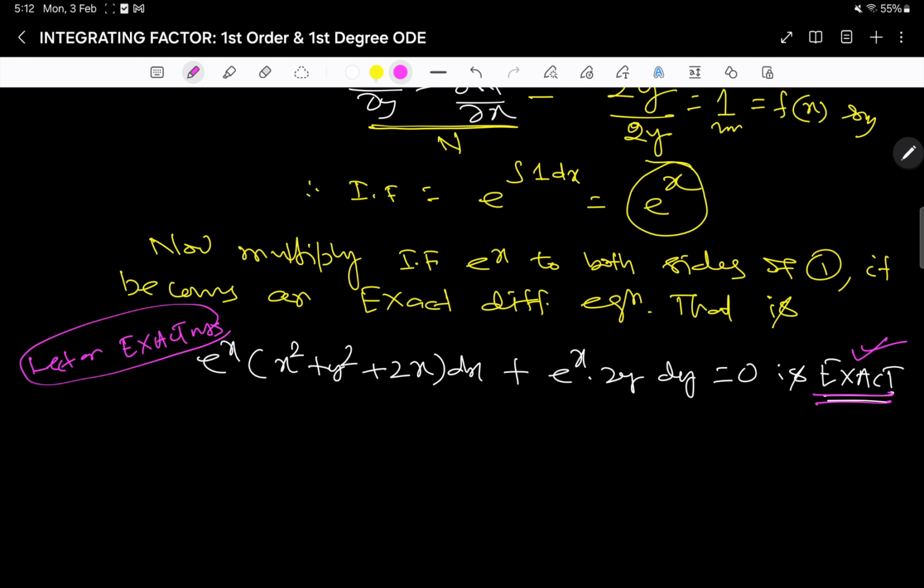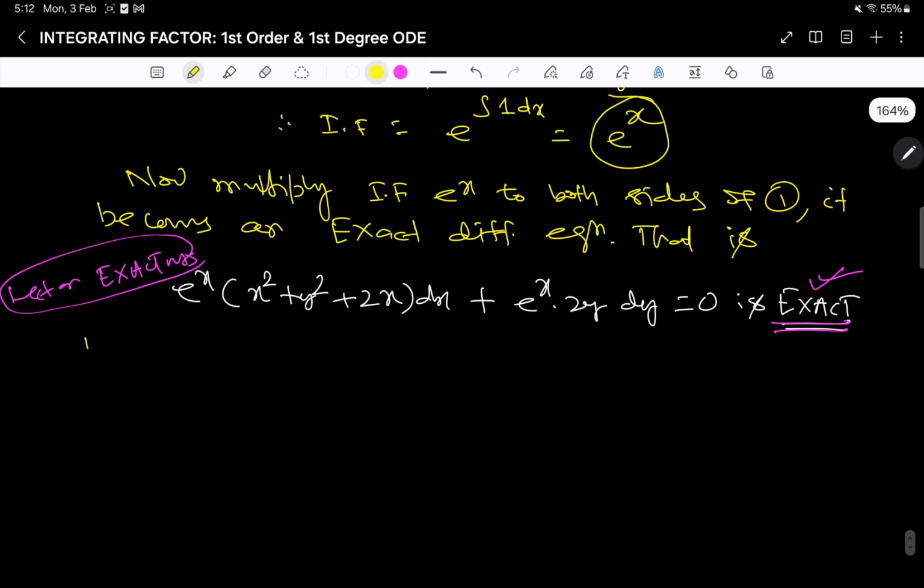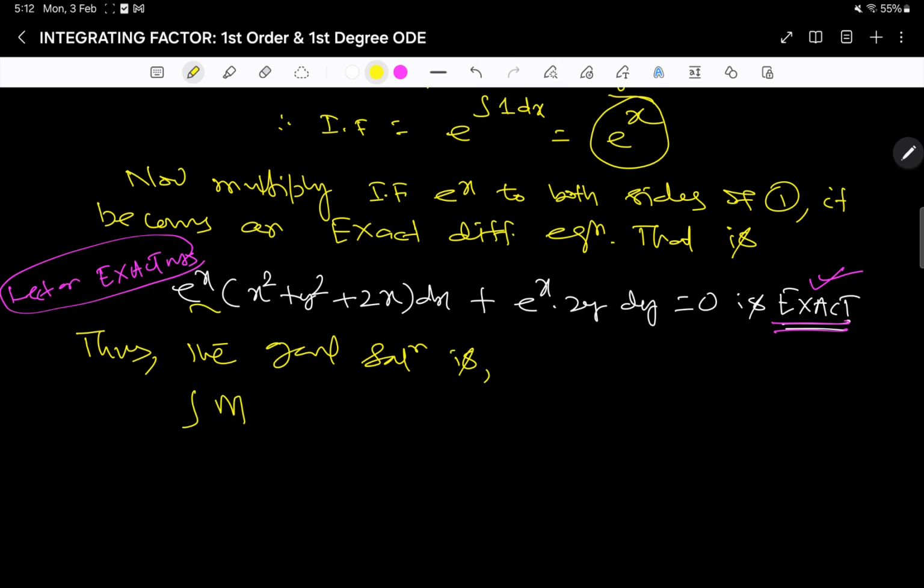Okay, then what is its solution? Since it is exact, the general solution is the integral. Now this is my modified M, and this is my modified N. So I will take this M and this N.